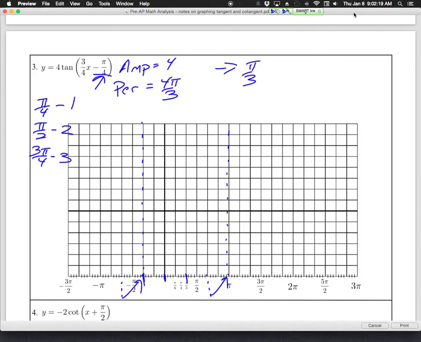Once I know where my asymptotes are at, then it should be very easy to graph. So what do I have to do now? Halfway is on the x-axis, and then halfway on the right, is it going to go up or down? It's going to go up. And halfway on the left, it's going to go down. There's the graph of the first period.